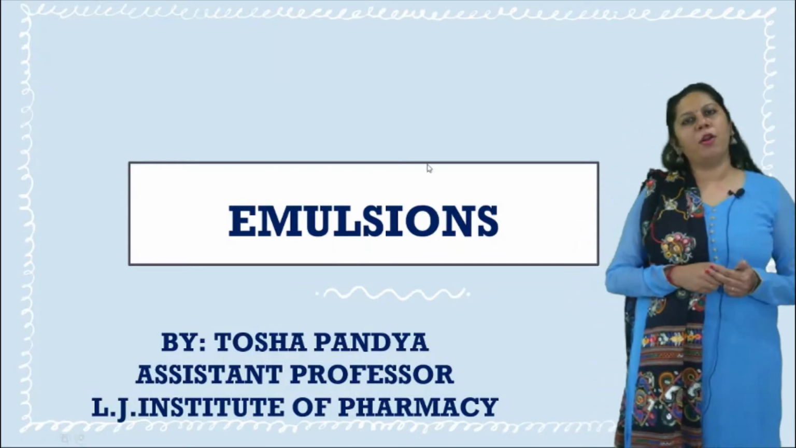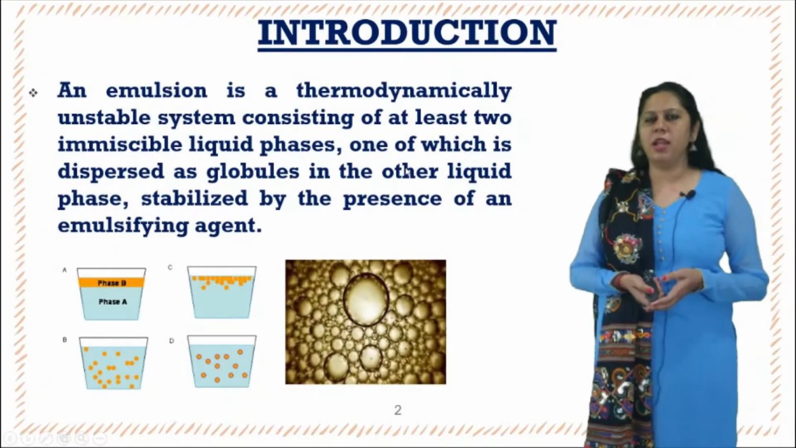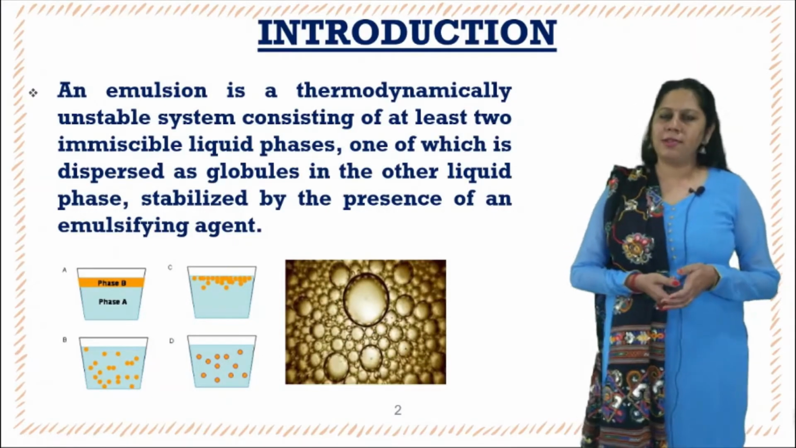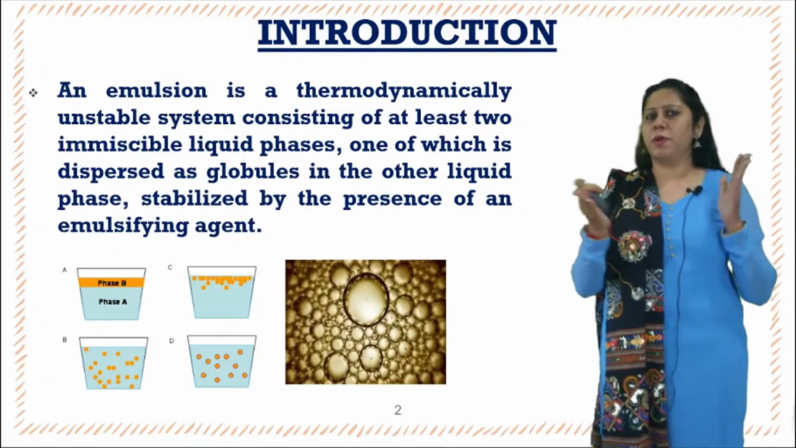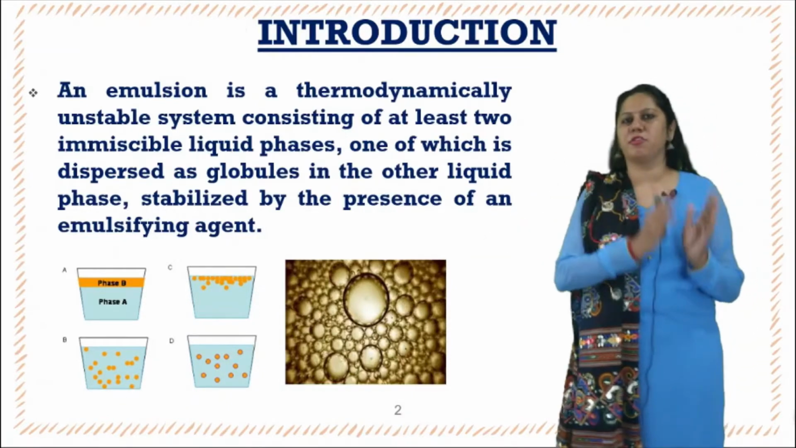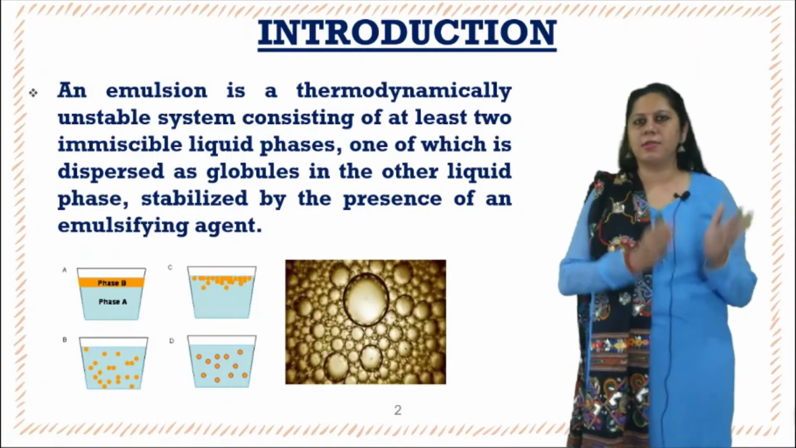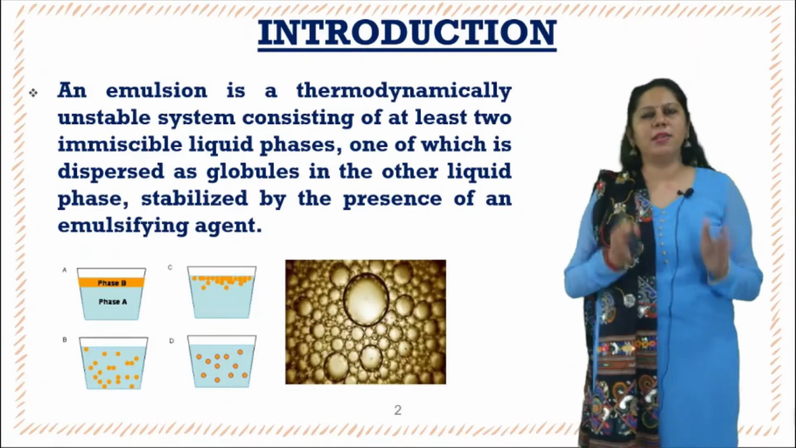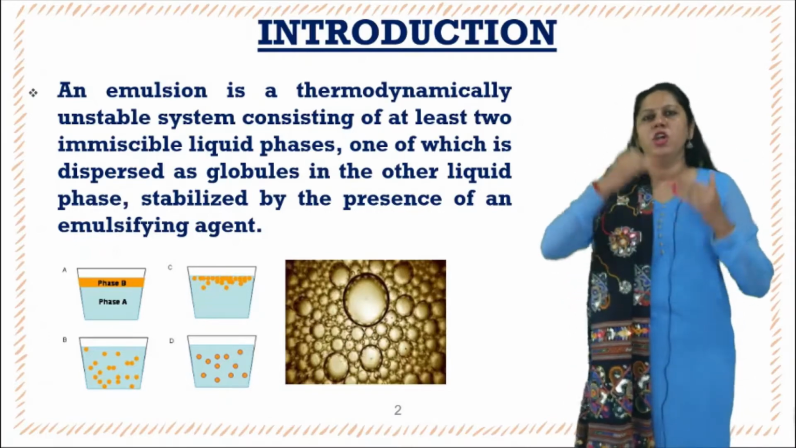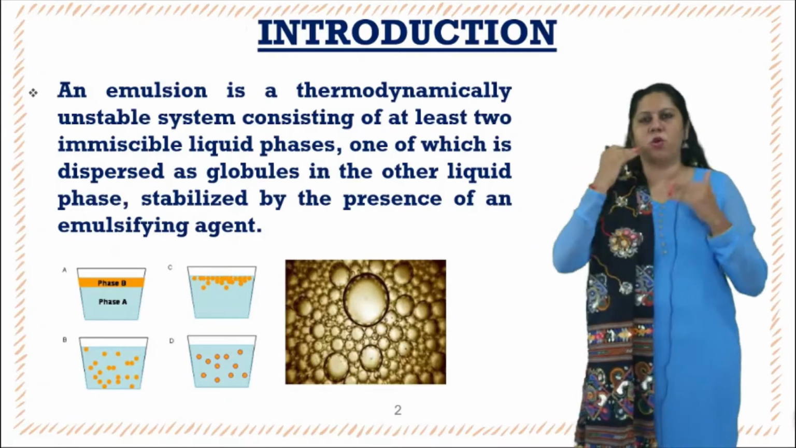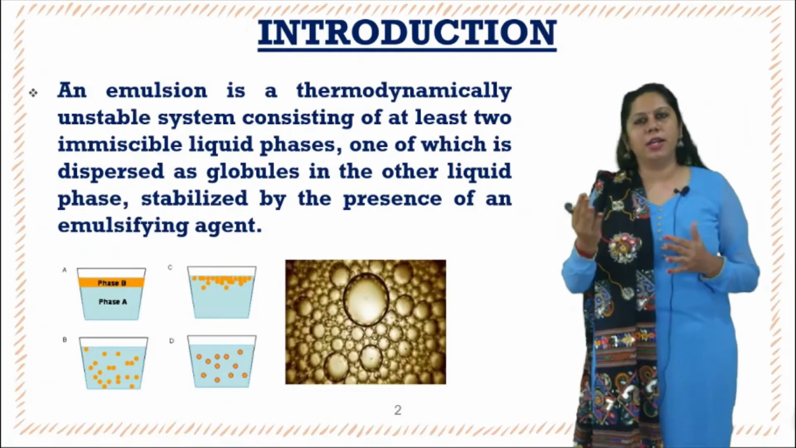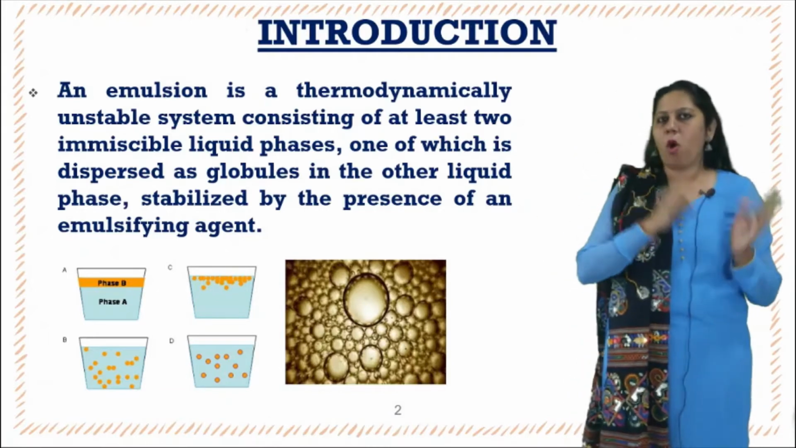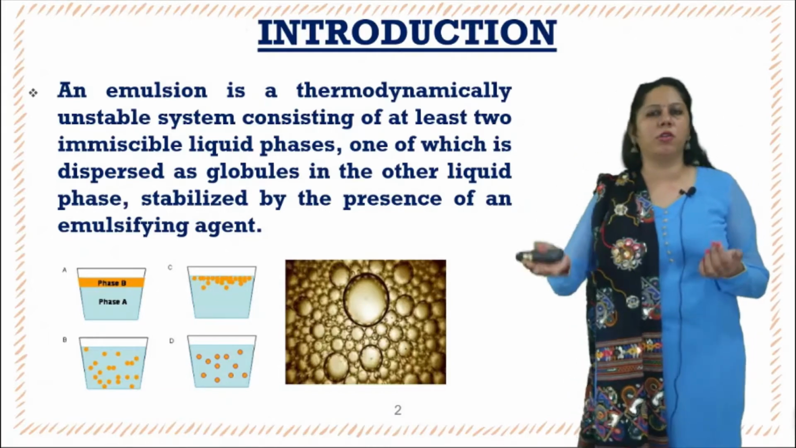So one of the polyphasic dosage forms which we have seen was the suspension. So let us see the next polyphasic dosage form, that is emulsion. So what is the major difference between suspension and emulsion? In suspension, you have solid particles dispersed in the liquid phase, whereas here in the emulsions you have two immiscible liquid phases. So one of the liquids is dispersed as droplets in the other liquid phase. So it may be an oil in water emulsion or a water in oil emulsion.